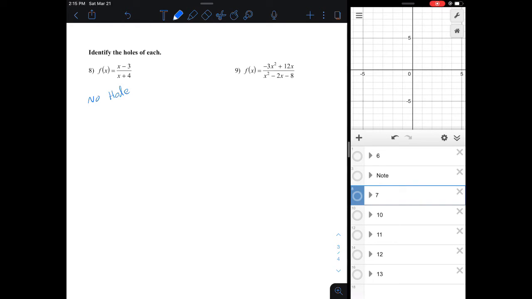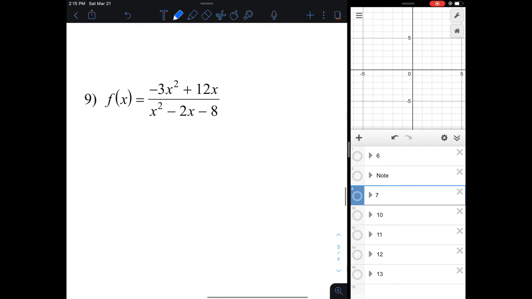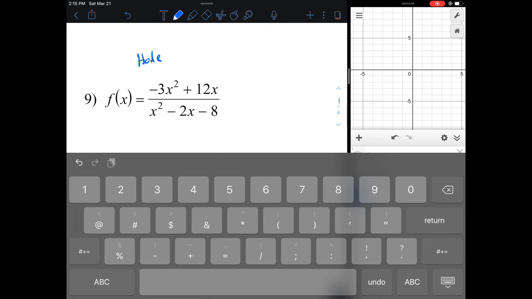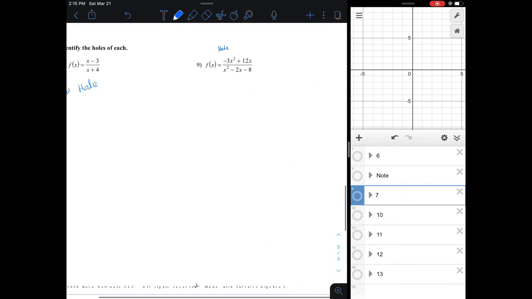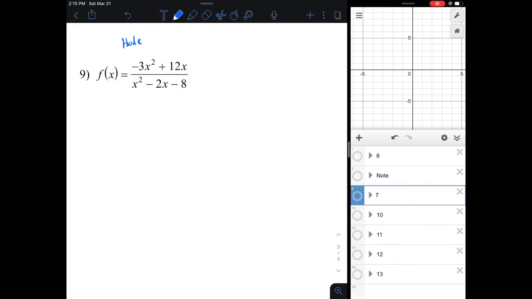Now, let's look at number 9. So number 9 here, we're still trying to find the hole, if there is one. Let's fully factor this problem. I can take out a GCF of my numerator, so I can pull out a -3x. I pull that out. That's going to leave me with x minus 4. My denominator, x squared minus 2x minus 8, I can factor to make x minus 4 times x plus 2.